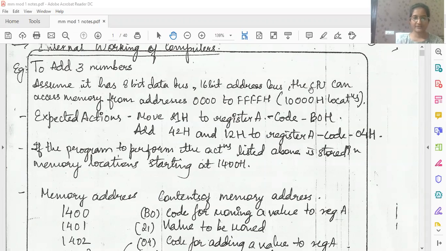So firstly, what we have done is we have considered a starting address of the memory, that is 1400. So in that 1400, first step is moving the 21H data into register A, right? So moving that 21H into register A, for which the opcode is B0. Okay, we all know what is opcode, what is a mnemonic, what is an instruction, right? So I have taught this during 8085. Then now the opcode is B0.